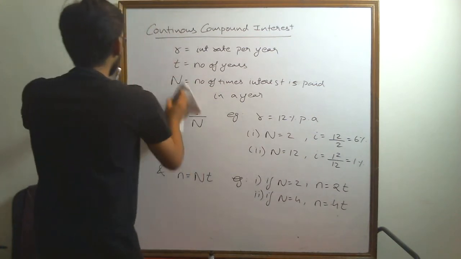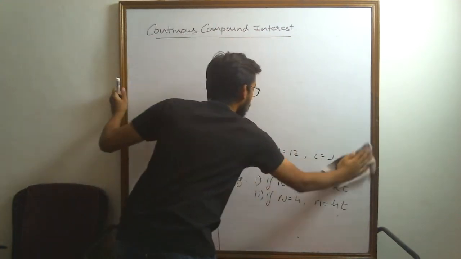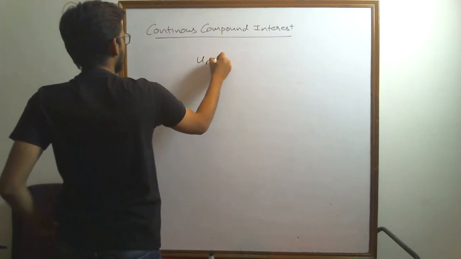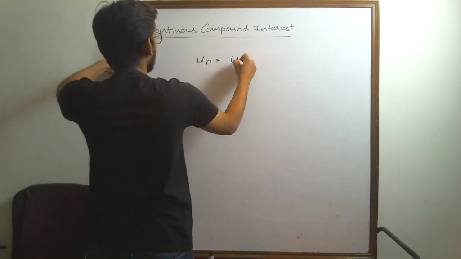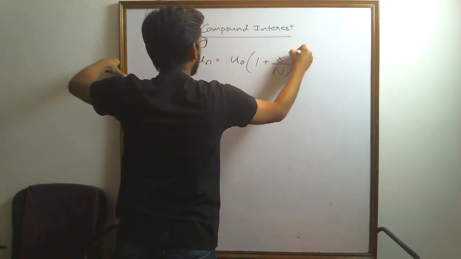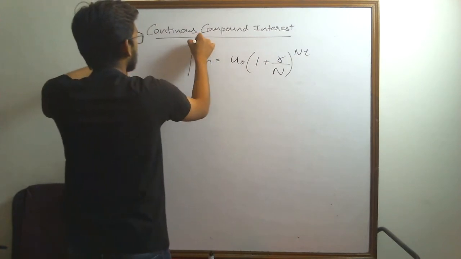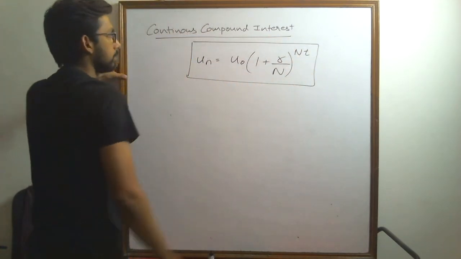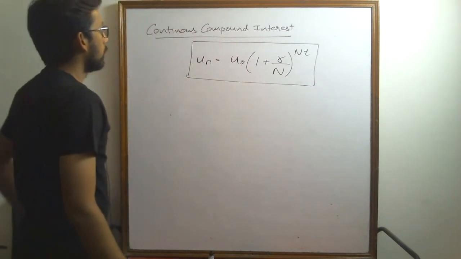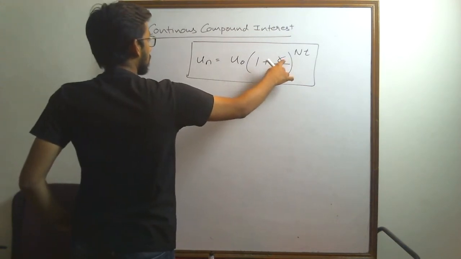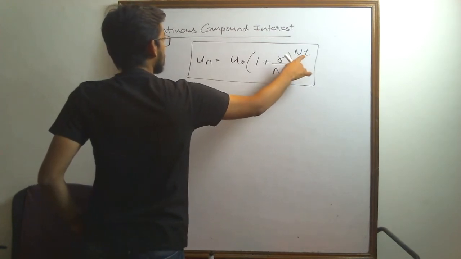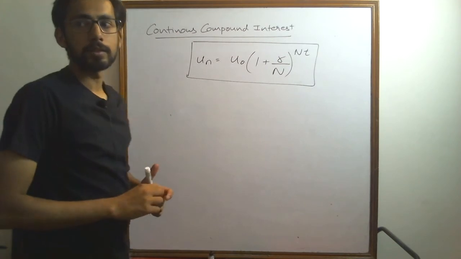So now the formula becomes Un is equal to U naught into 1 plus R upon capital N whole to the power capital N into t. This is the formula for compound interest when R is the interest rate per year, capital N is the number of times interest is being paid in a year, and this gives us the number of compounding periods.